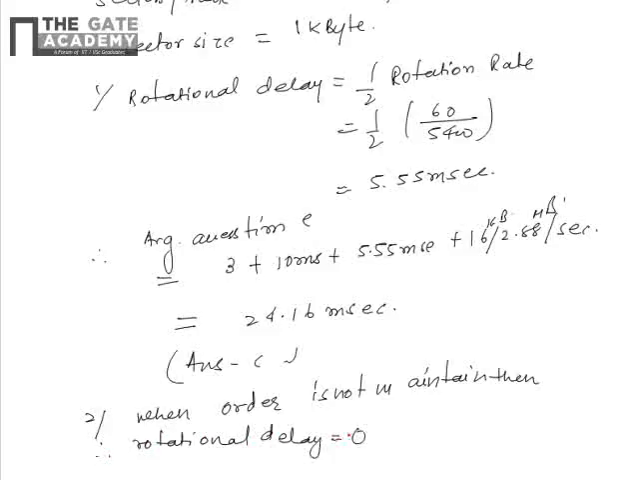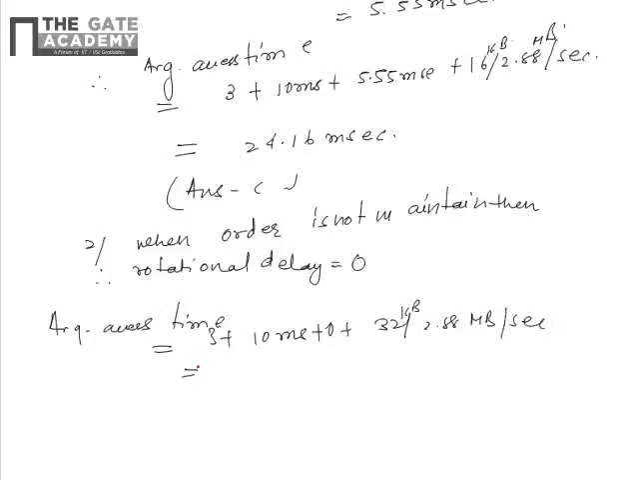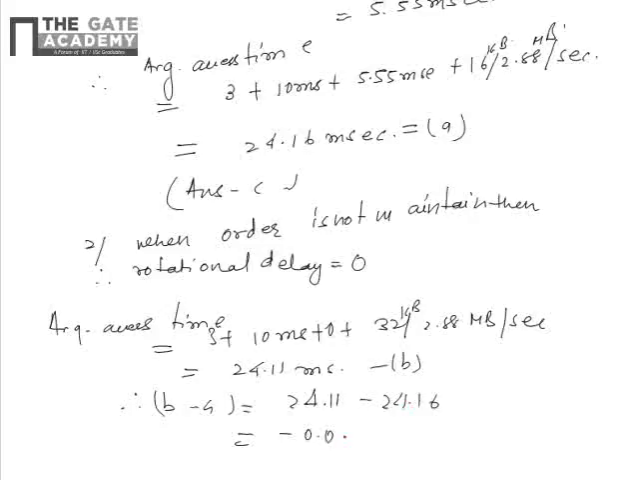Therefore the rotational delay will be 0. So what will be the average access time? It is 3 plus 10 milliseconds plus 0, plus the transfer of 32 kilobytes at 2.88 megabytes per second. This comes as 24.11 milliseconds. In the question they have asked us to calculate B minus A. Assuming the previous one was A and this is B, B minus A is 24.11 minus 24.16, which is minus 0.5 milliseconds. So the answer is D. Thank you.